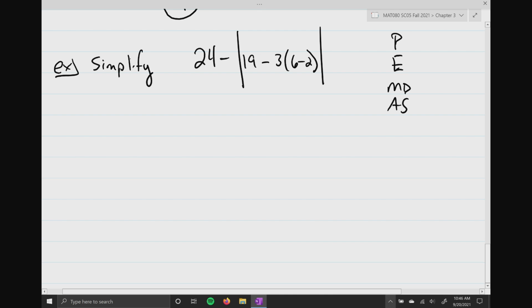We know we treat the absolute value as grouping symbols. We got to start with parentheses, and we always do the innermost first. So I see 6 minus 2. Do we all agree with that? Perfect. I'm going to rewrite everything exactly how it looks, except 6 minus 2 is 4.